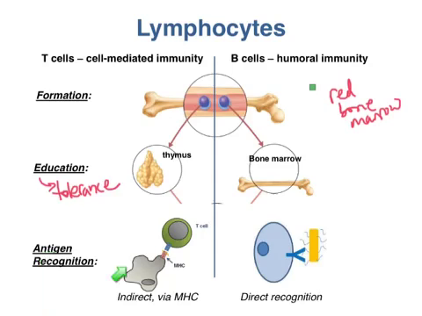T cells recognize it indirectly. The antigen is that little yellow squiggly fragment presented on the surface of another cell. B cells recognize their antigen directly. So this is a bacteria, this is the B cell, and this is the B cell receptor interacting directly with that bacterium.